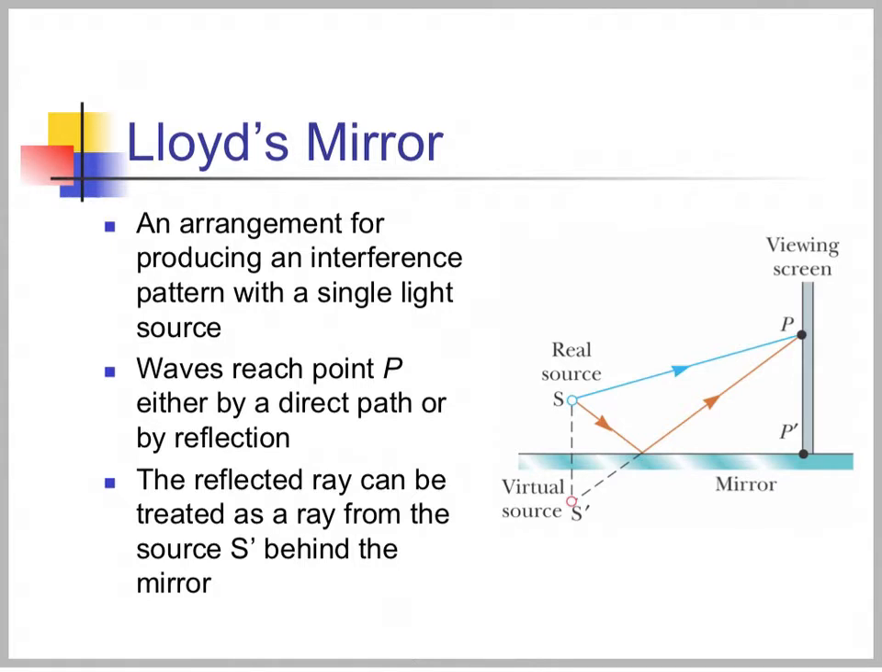So we have a real source of light, and we have a mirror down on the bottom, so that creates a virtual source of light. And so as waves come and hit this viewing screen, we actually get an interference pattern because the reflected ray acts as if it's coming from S. And so this looks like a two-slit experiment, only all using a single source and a mirror.